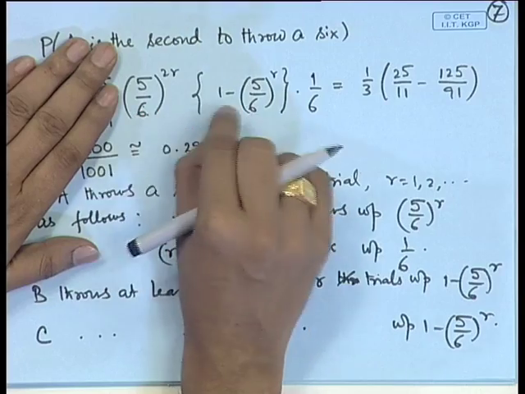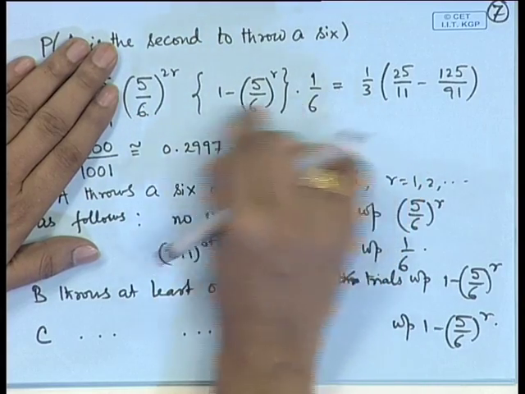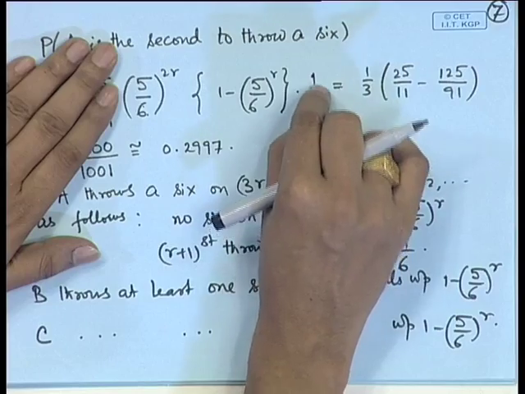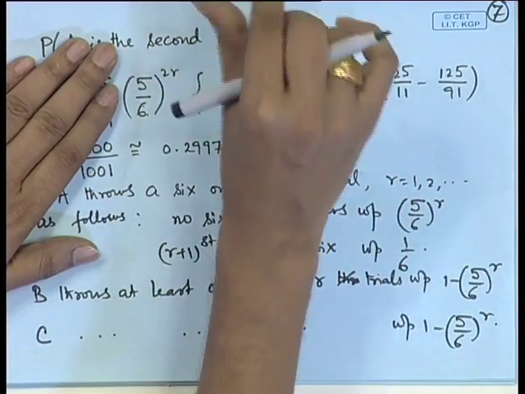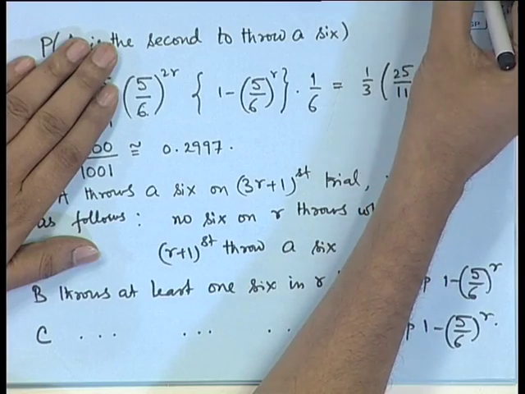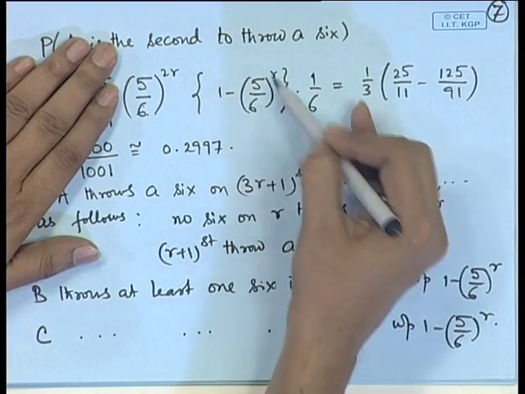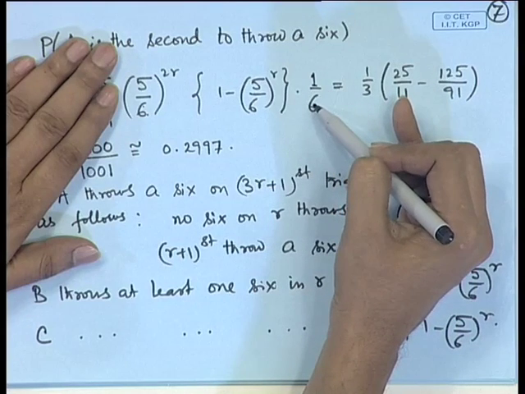Now, here you can notice that we have made use of the concept of independence of the trials, because all the probabilities have been multiplied. This is the total probability for the 3r plus 1th trial in this particular fashion: no 6s for A and no 6s for C, at least 1 six for B, and the last trial, the 3r plus 1th trial, is a 6 for A.